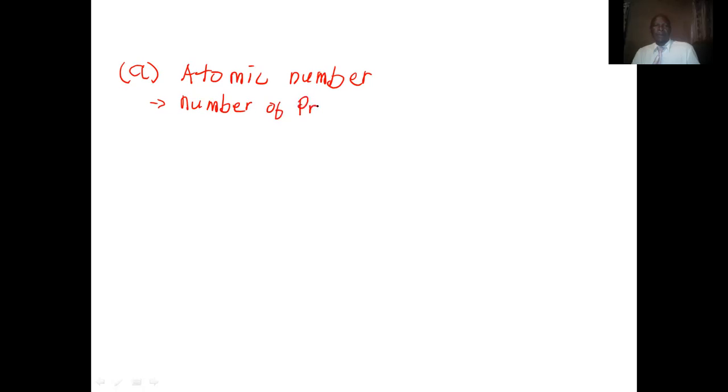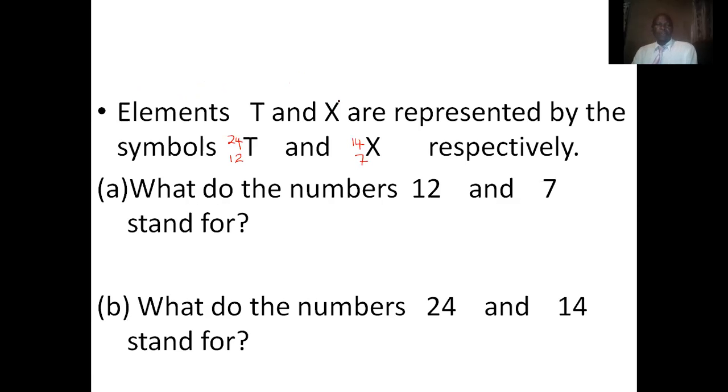Actually, for part A, these numbers stand for the atomic number. The atomic number is also the same as the number of protons in an element. So that is the representation of 12 and 7.